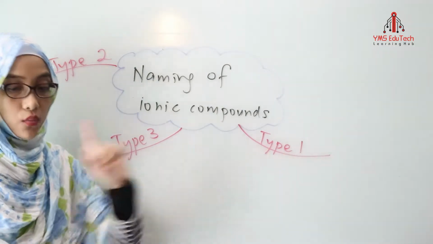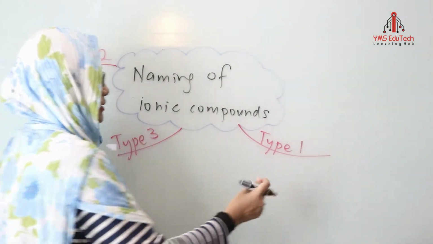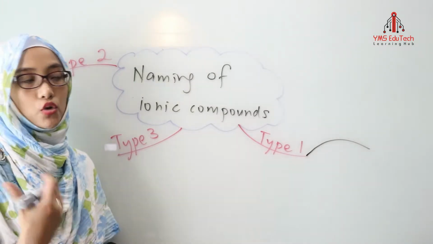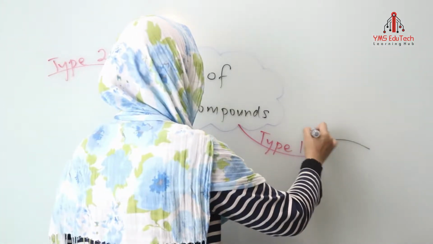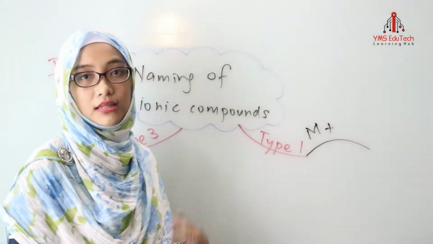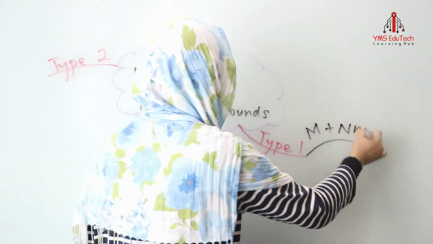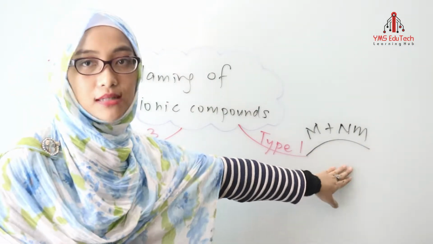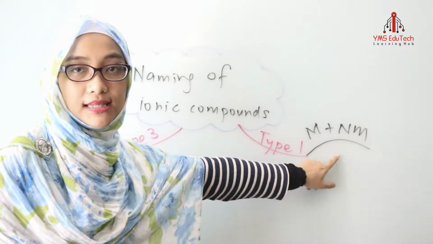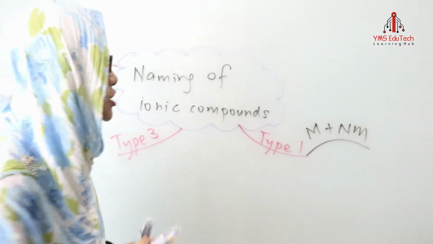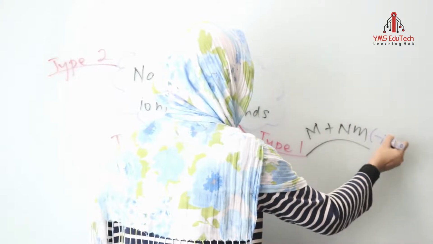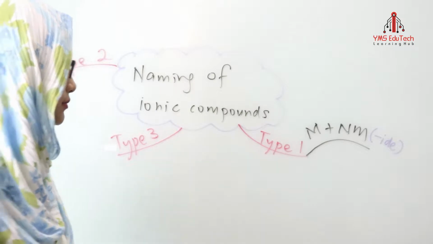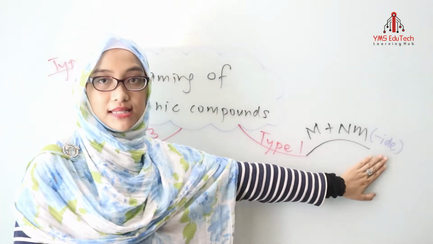So in type 1, this is between group 1, group 2, group 3 metals with the non-metal elements. So we're combining metal plus non-metal, but for the non-metal, this is something special. We are going to end the name of the non-metal with "ide." Alright? You need to write this down.